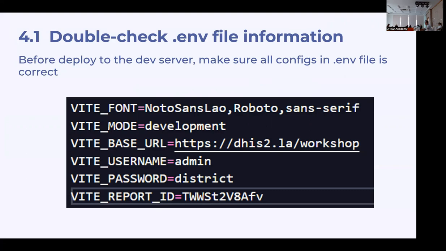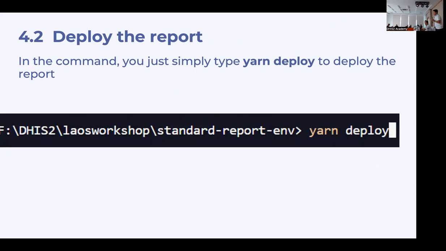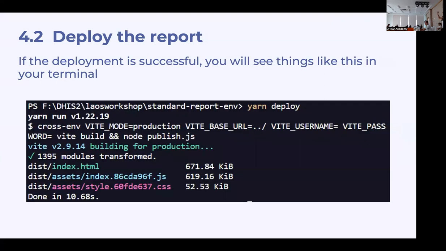You need to check that. If you put the wrong report ID, you will deploy the standard report to the wrong report on the server. And then we will use the command yarn deploy, and it will be automatically pushed into the server.